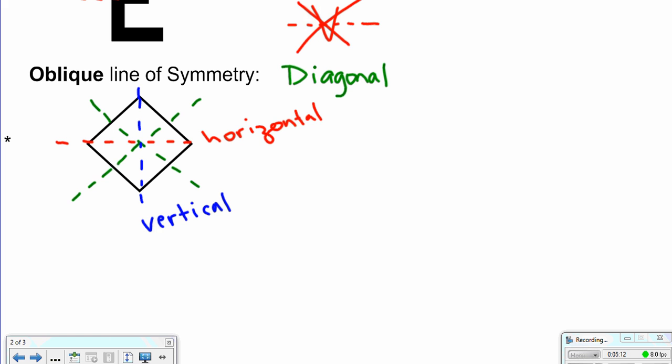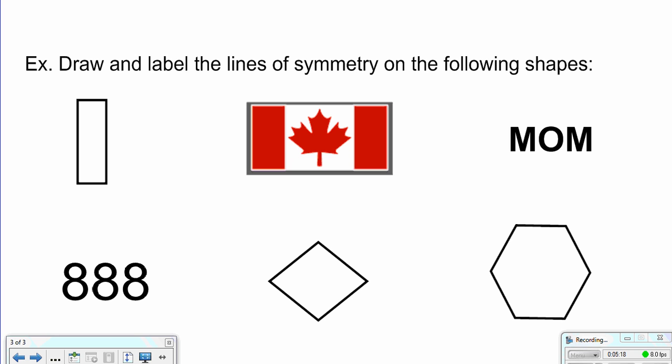Okay, so sometimes shapes will have more than one line of symmetry. That's really common. So looking at these shapes, I would like you to try and figure out where you could draw the lines of symmetry and also label which types of symmetry it is. Please keep in mind that color is important.